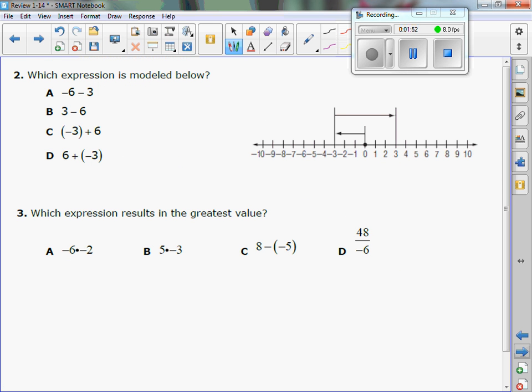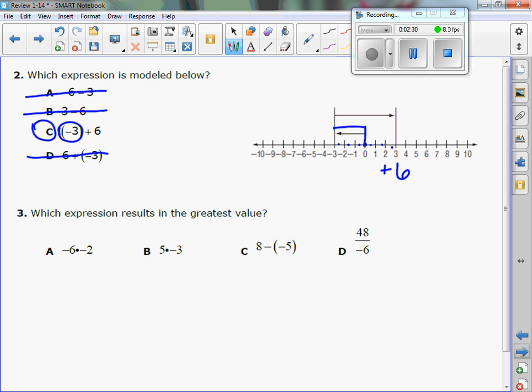Number 2, which expression is modeled below? Remember when we're modeling integers on the number line, we always start at 0. And you can see that starting at 0, it goes to the number -3 first. So I know my first number has to start with -3, which means C automatically has to be my answer. But let's go ahead and look at my second answer. I then move 1, 2, 3, 4, 5, 6 units to the right, meaning we added a positive 6. So -3 plus 6 is correct. If we would have added a -6, we would have continued going to the left.